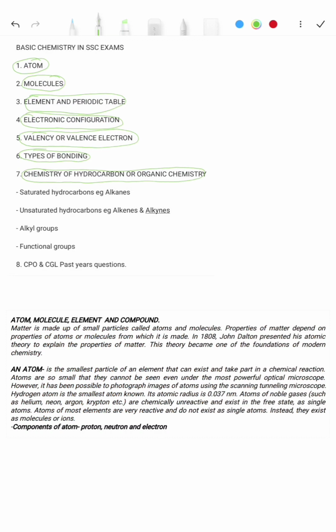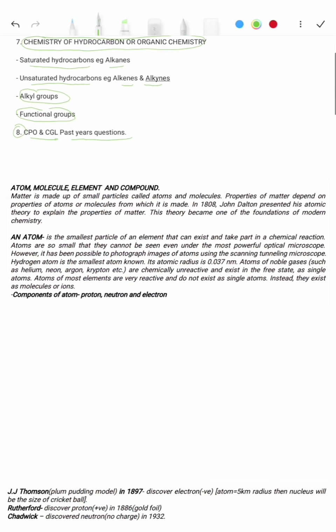Under the subheading saturated hydrocarbons, example is alkanes. Unsaturated hydrocarbons, example is alkenes and alkynes. Then alkyl groups, functional groups, and in the last session we will be discussing the CPO and CGL past year questions. So now let's start the topic of atoms.